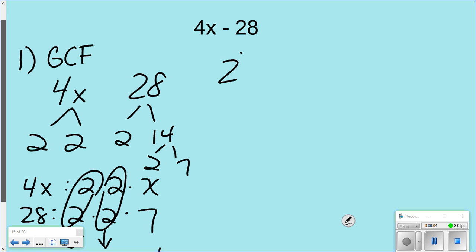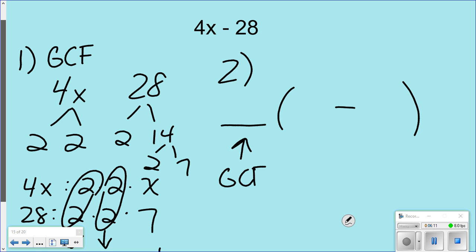Then you're going to start setting up your template. Okay, let's see, it's going to be a subtraction sign in there. This is where my GCF goes. You remember what it was? 4. Yep.